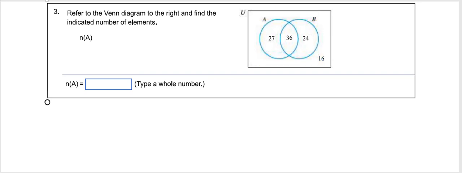So we've looked at the Venn diagram. Now let's go see what they want us to do. The number of elements in set A. So again, set A is here. So the number of elements in set A would be 27 plus 36, which is 63.